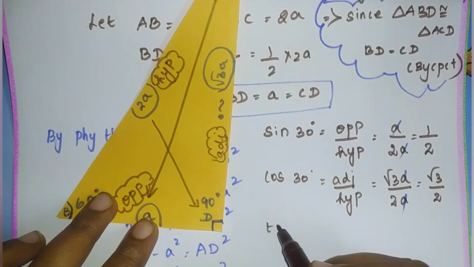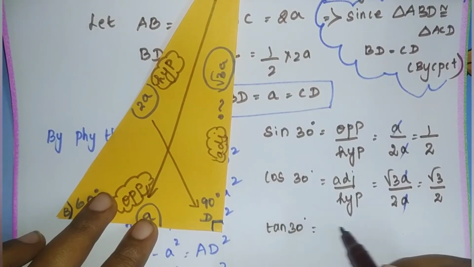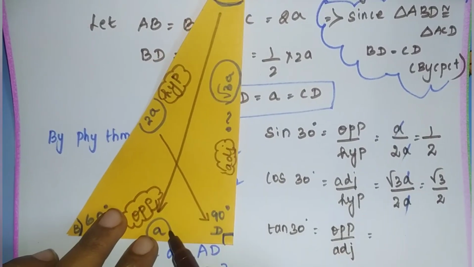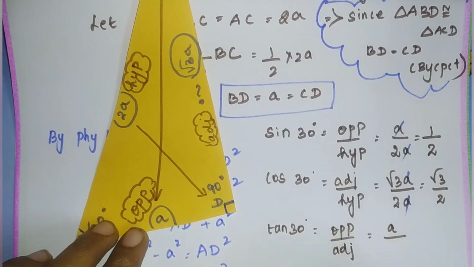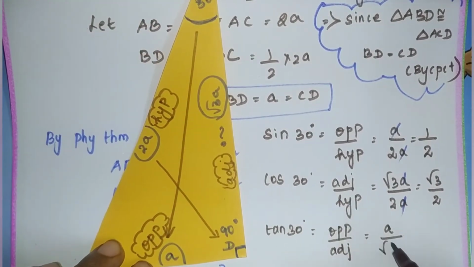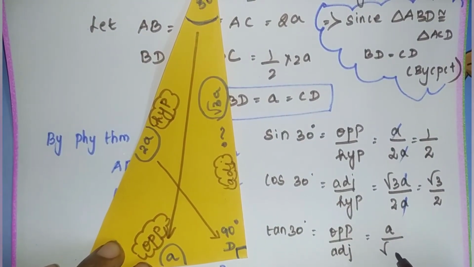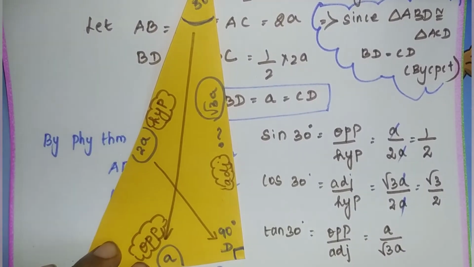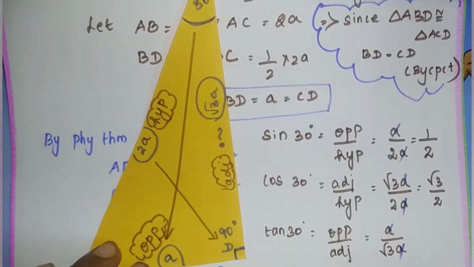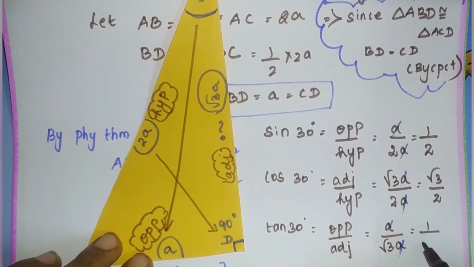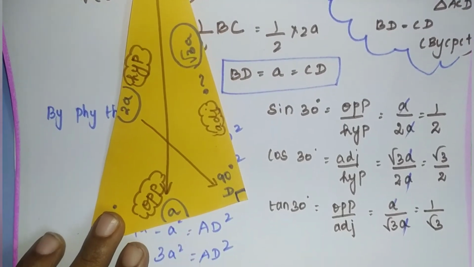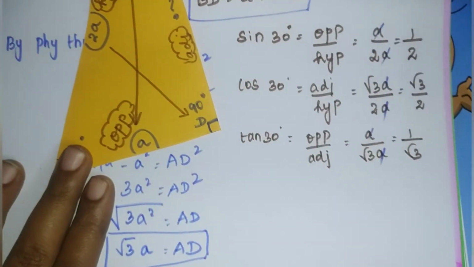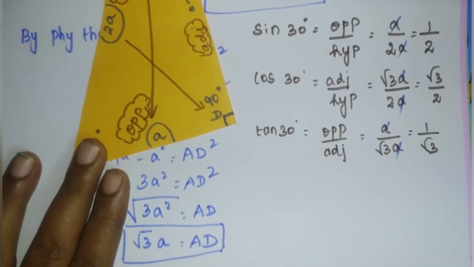And then tan 30 degree, opposite by adjacent. Opposite is A and adjacent is root 3A. Now we can cancel A. So the answer is 1 by root 3. Clear, all of you? Now reciprocal ratios, trigonometric ratios also we have to find.